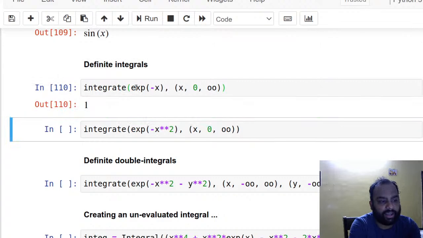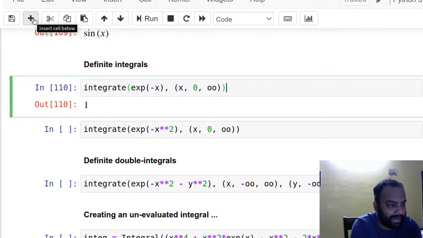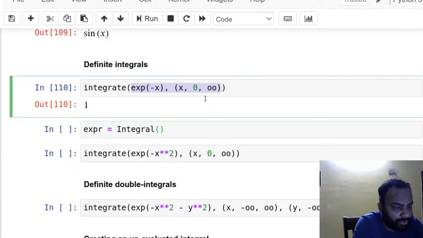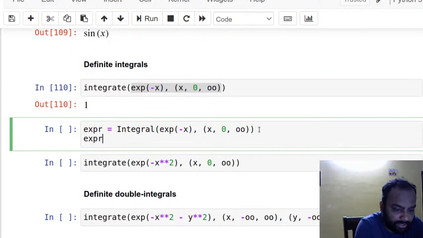But here, what I am doing, I am integrating e to the power minus x with respect to x from 0 to infinity. Now in SymPy, this lowercase oo is a symbol for infinity. Again, just to show you that it could have been done in a different way, I can call this an expression, and say integral and pass in the whole thing here. Okay, and let's print this expression.